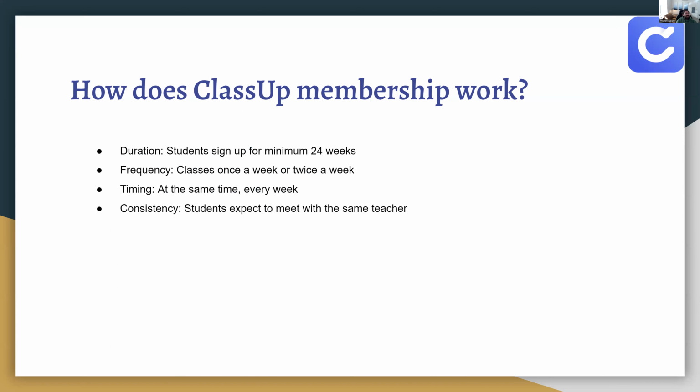Long-term lessons happen at the same time every week. If they decide to meet with you on a Wednesday at 4 p.m., they will meet you at Wednesday at 4 p.m. every week for the entire semester, unless otherwise noted on the ClassUp app. Also, ClassUp membership students expect to meet with the same teacher every single week. It's one of the cornerstones of our offering, so you can build up that long-term relationship with your students.